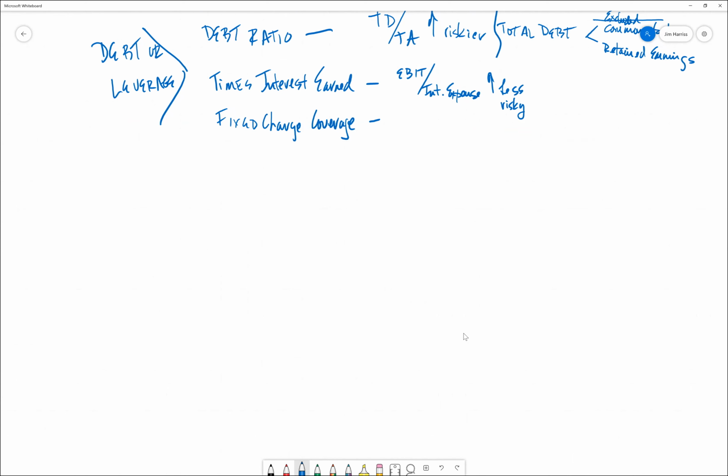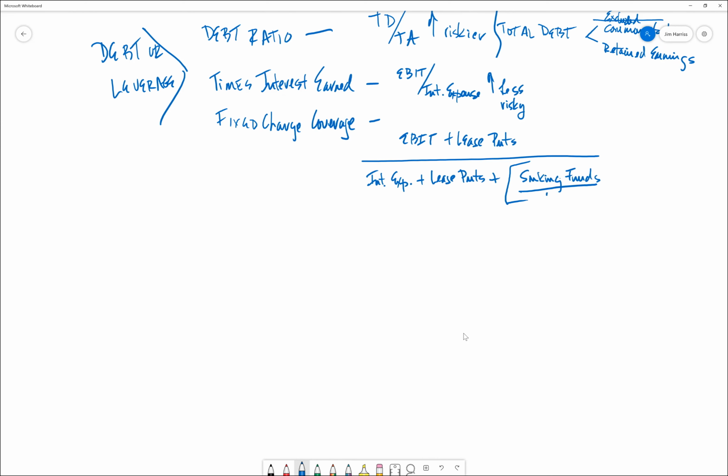But what about if you've got leases? Or what about if you've got what they call sinking fund requirements by either statute or contract? That's where this one comes in. It's EBIT plus lease payments, divided by interest expense plus lease payments plus sinking funds, divided by 1 minus the tax bracket. T is the tax bracket.